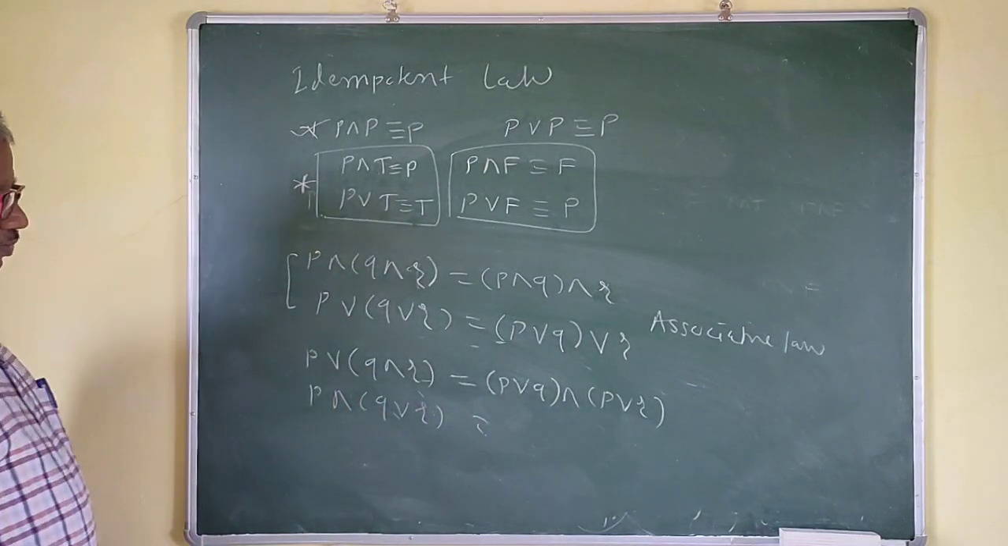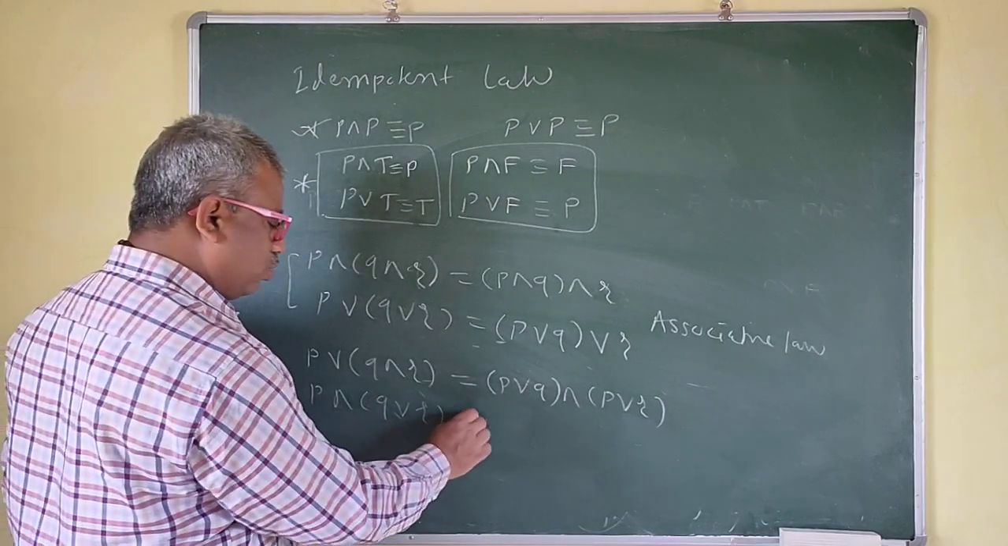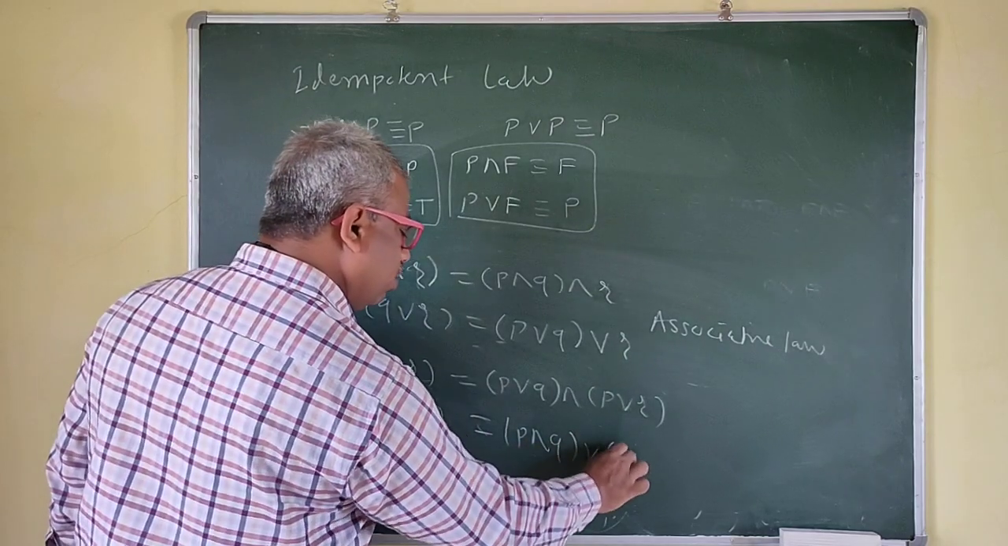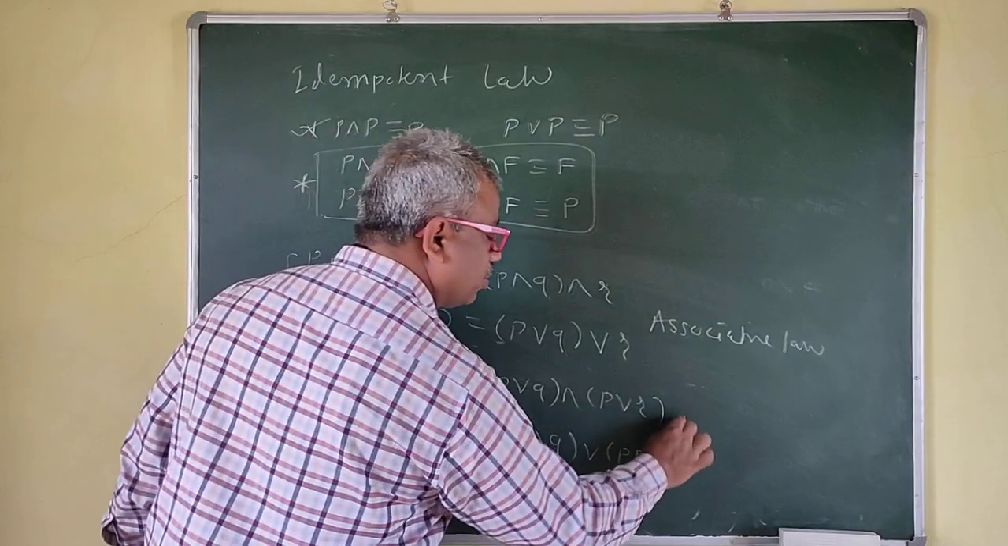Just we are interchanging this one. This is the distributive law. So this is what? P and (Q or R) is equivalent to (P and Q) or (P and R), right? This is the distributive law.